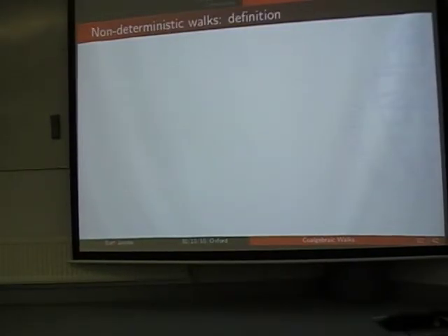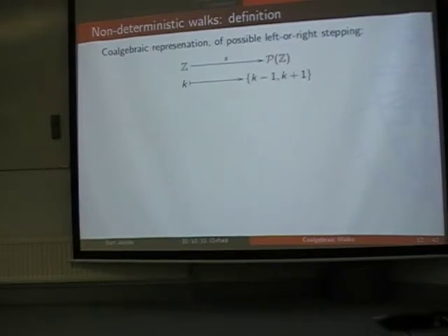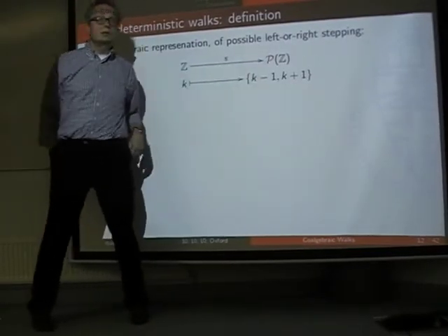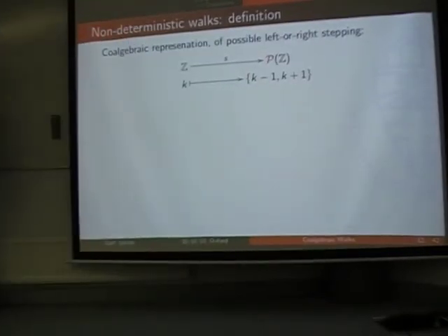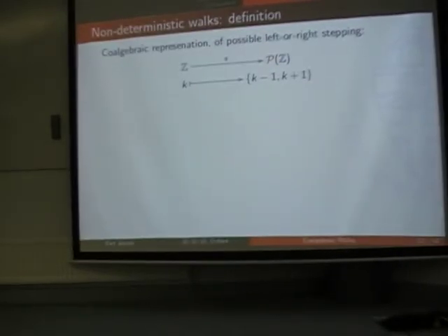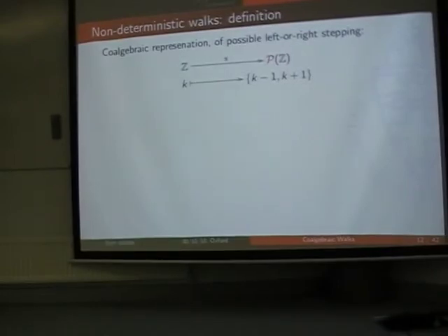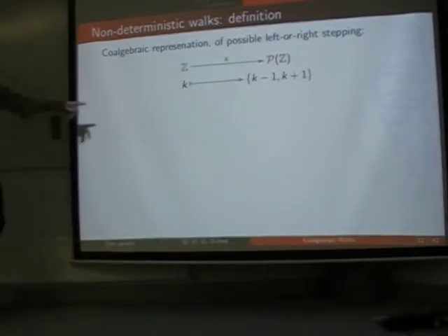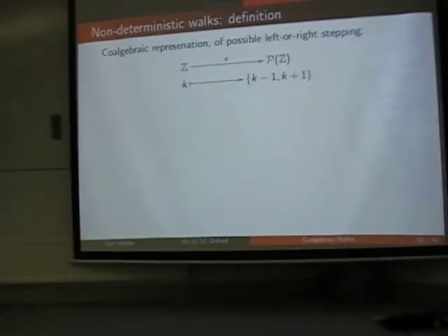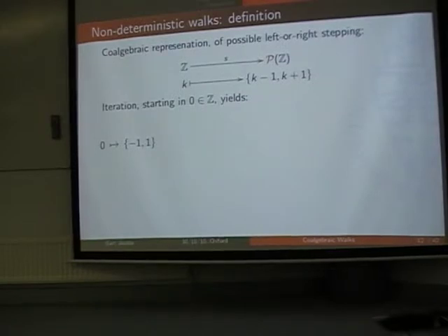coalgebraically. So let's look at the non-deterministic version. My state space is the integers. I look at the successor function, which takes the set of successor states, and I'm looking at the kind of walk where the drunkard can step left or right, non-deterministically, so k goes to the set of both numbers. Now let's repeat this. So if I start in 0, what are the possible successor states?